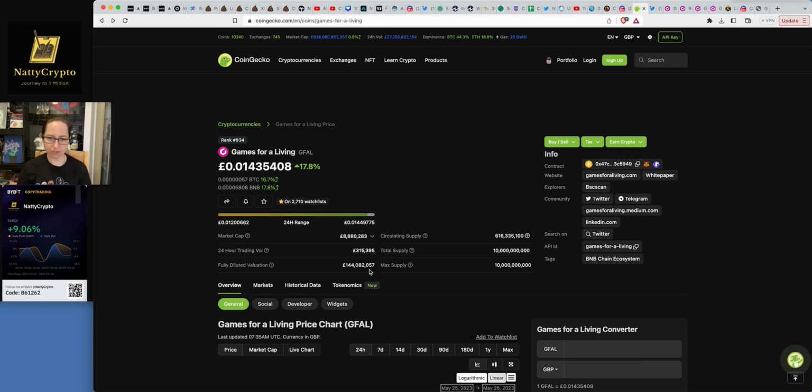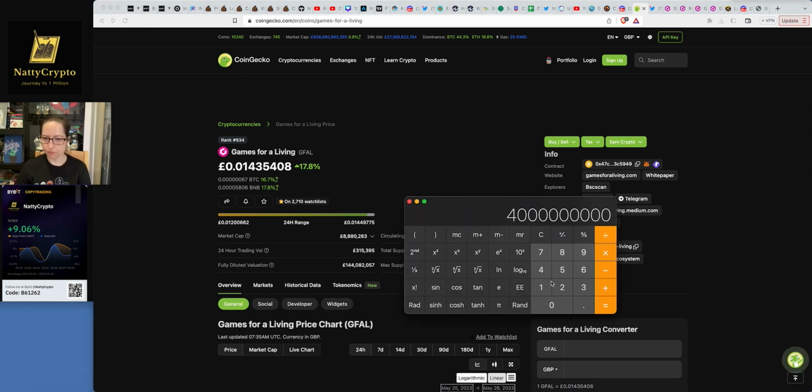So that would say the circulating market cap, 4 billion. Let's calculate this. So we've got 4 billion divided by that. 6.4 times. So that would be 6.4 times. Possibly looking at this as an idea of what the market cap might be sitting on next, if that amount of tokens was in circulation.